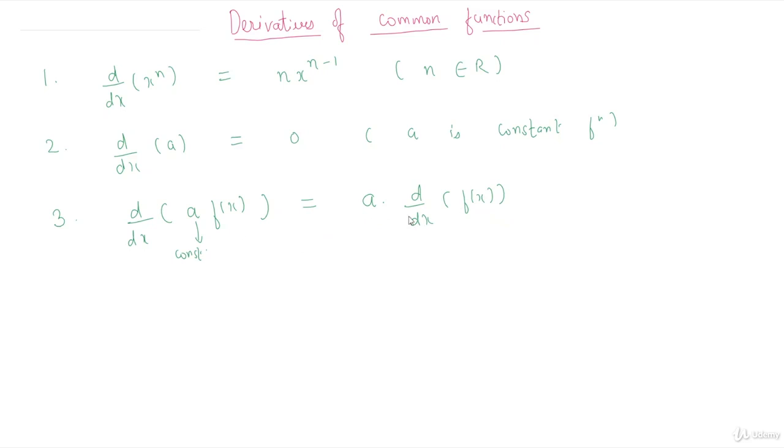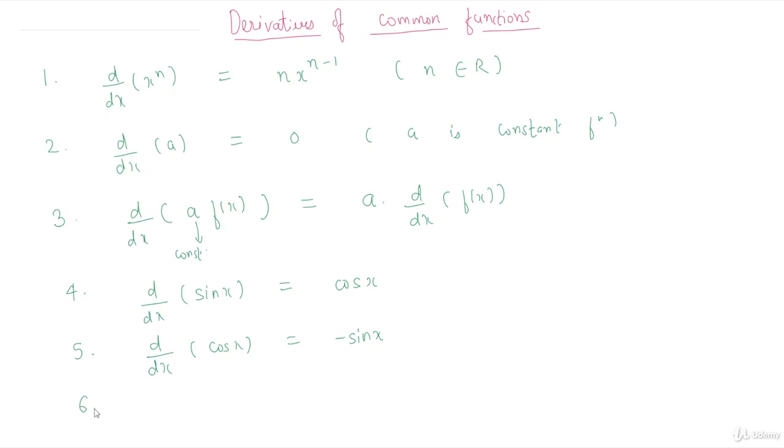Now the fourth rule is d by dx of sin x is equal to cos x. This we have already seen when we were calculating the derivative using the first principle of derivative, where we found that d by dx of sin x is equal to cos x. Similarly, you can prove the other derivatives also. Like d by dx of cos x comes as minus sin x. So you can prove this also using first principle of derivative. And I encourage you guys to try it yourself to prove these results.